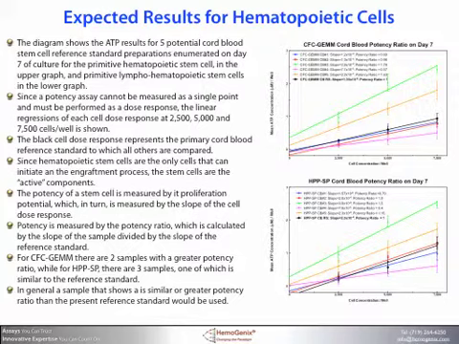Potency is measured by the potency ratio, which is calculated by the slope of the sample divided by the slope of the reference standard. For CFC GEMM, there are 2 samples with a greater potency ratio, while for HPP SP there are 3 samples, one of which is similar to the reference standard. Any of these samples could be used as a secondary reference standard, but in general, a sample that is similar or greater than the present reference standard would be used.